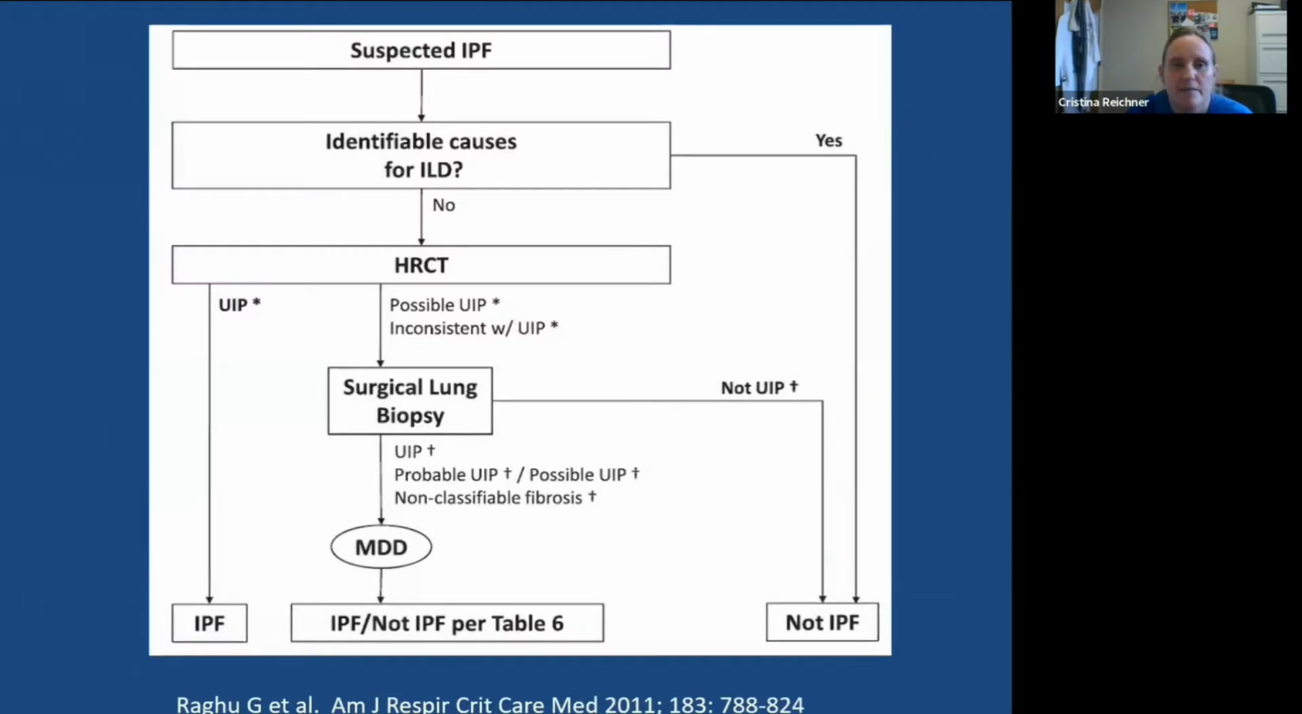So again, depending on if you suspect IPF, if you can think of any other disease that it might be, then obviously it's not IPF. If not, then you're going to base your diagnosis on high resolution CT scan. If it's a definite UIP pattern, it's most likely IPF. And if not, then you may have to consider a surgical lung biopsy.